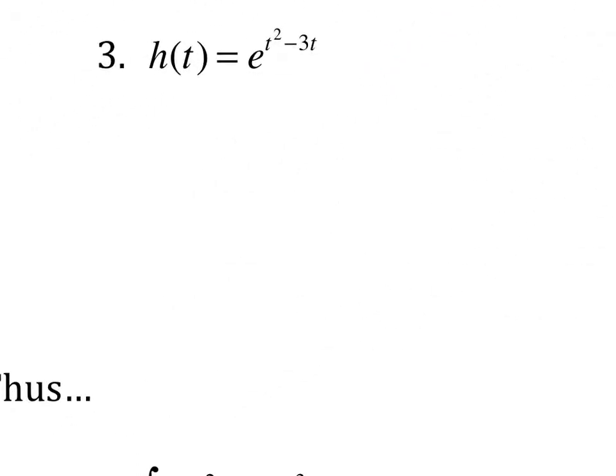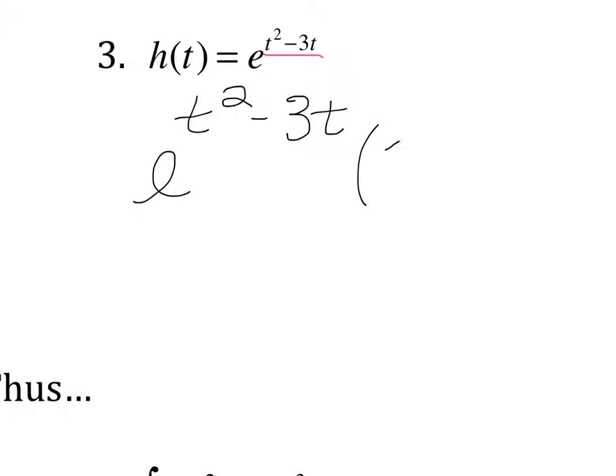Moving on to number 3. Okay, an exponential, not a big deal though. We know that the derivative of any exponential is itself, so we will write down the original exponential and then chain on the derivative of the inner function, which is the expression in the exponent right up there. And the derivative of the expression in the exponent is, let's see, 2t minus 3. And yep, that's sort of as good as it gets.